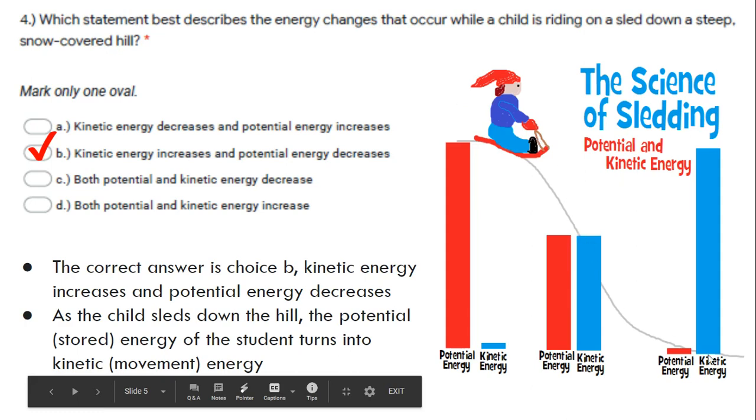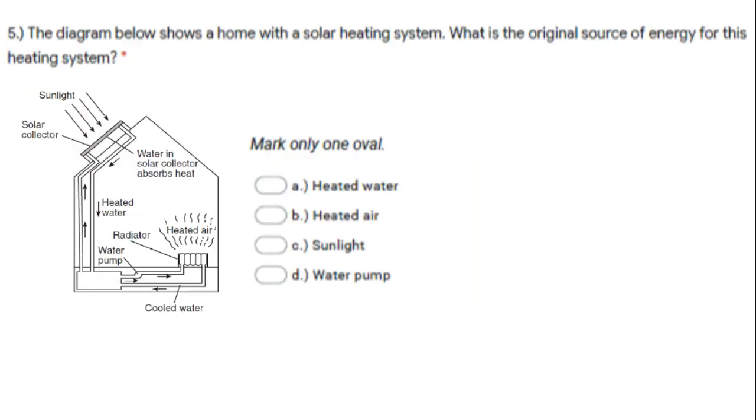So at the bottom of the hill, the child's moving the fastest. That's why they have the most kinetic energy, but they lost all of their potential energy. So right now, they have very high kinetic and low potential, as opposed to the beginning where they had high potential and low kinetic.